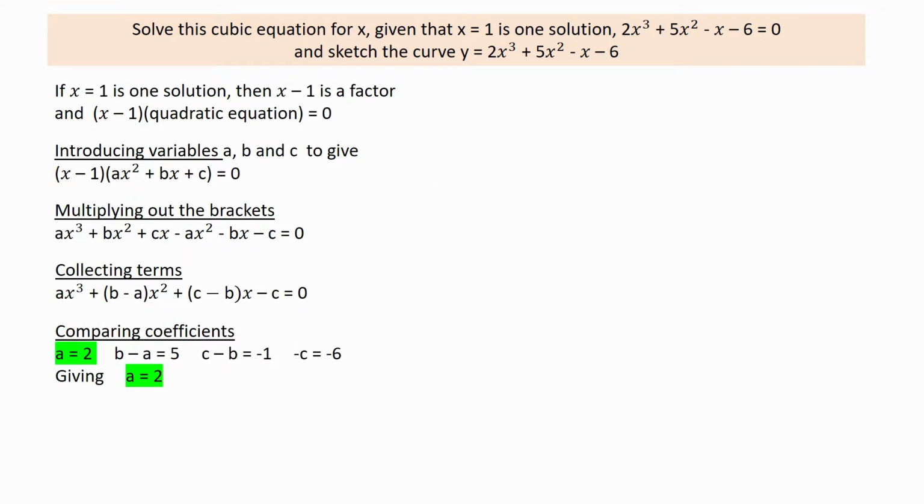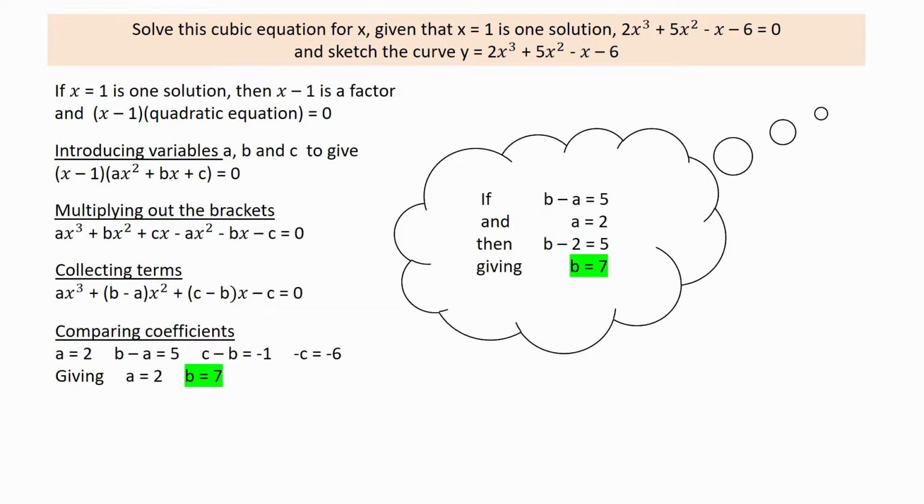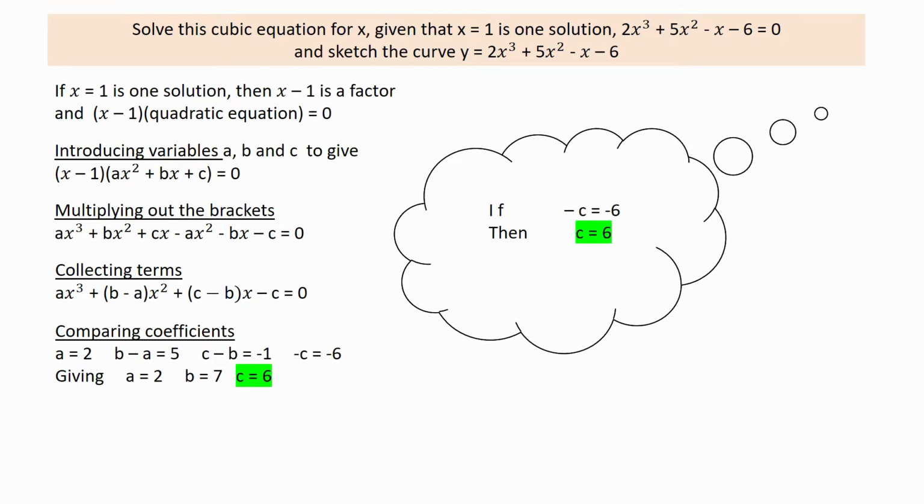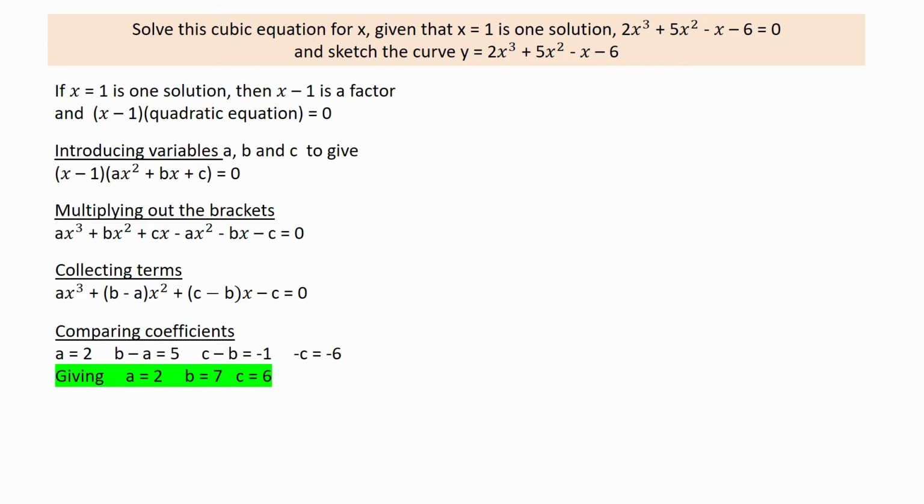From these equations, we get a equal to 2 and b minus a equal to 5. Substituting for a and simplifying gives b equal to 7. And minus c equals minus 6. Multiplying both sides by minus 1 gives c equal to 6. So a equals 2, b equals 7, and c equals 6.